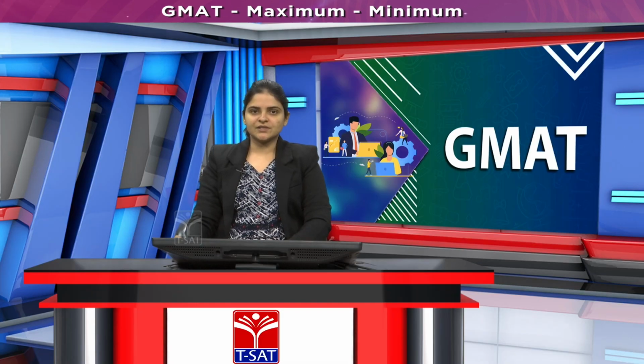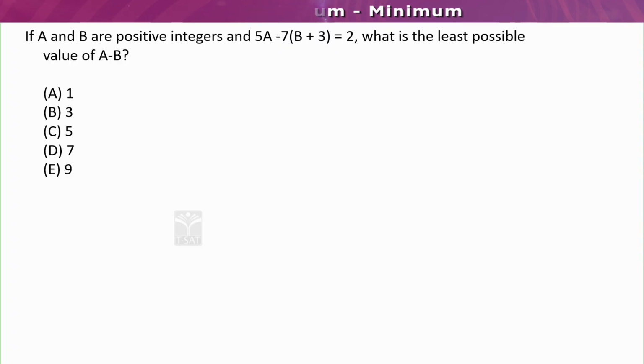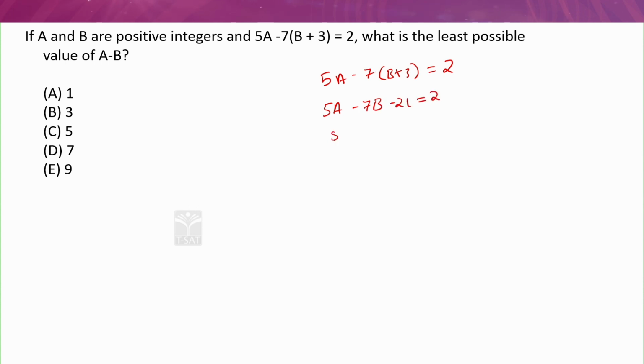Let us move to the next question now. If A and B are positive integers and 5A minus 7(B plus 3) is equal to 2, what is the least possible value of A minus B? Okay, we are given that 5A minus 7 times (B plus 3) is equal to 2. So, therefore, what does it mean? 5A minus 7B minus 21 is equal to 2. So, 5A minus 7B is equal to 2 plus 21, that is equal to 23.